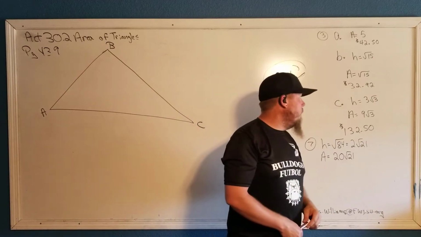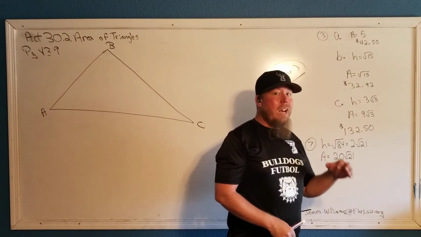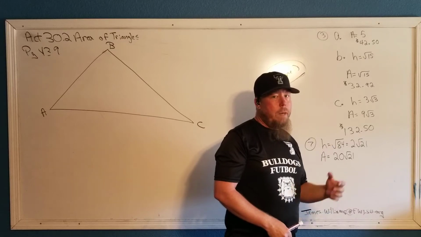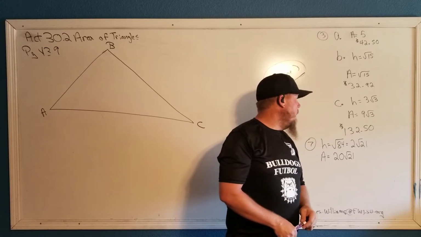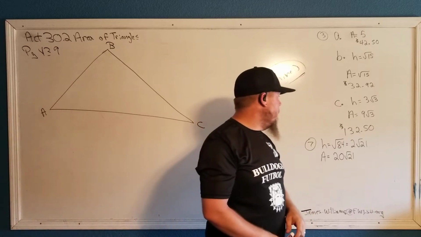For C, that's an equilateral triangle. You get a height of 3 square root of 3, so the area is 9 square root of 3. You do 1/2 base times height, you get 9 square root of 3, and then the cost there is $132.50.